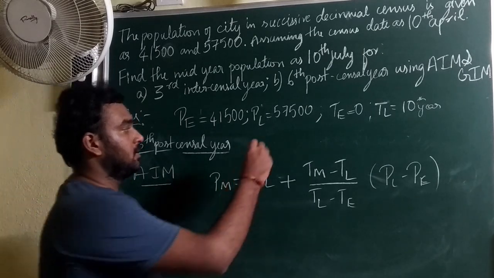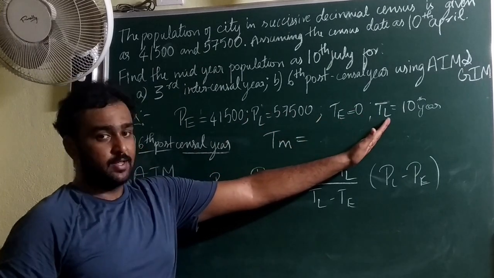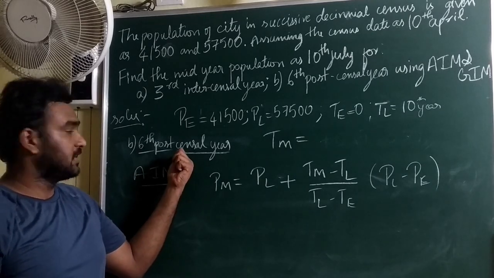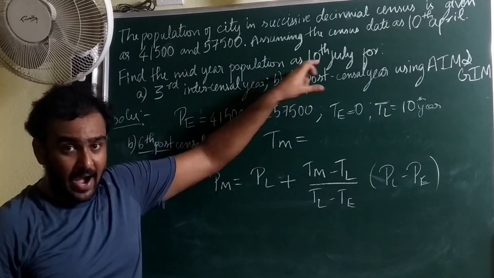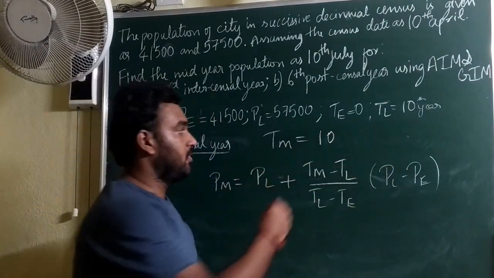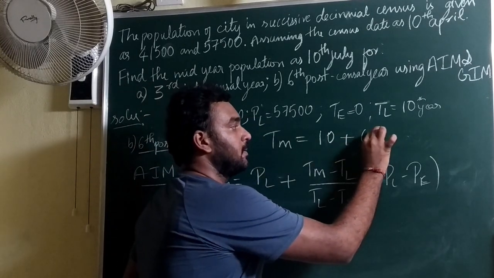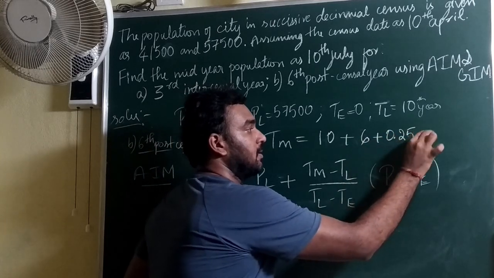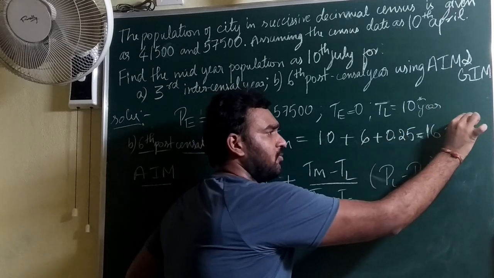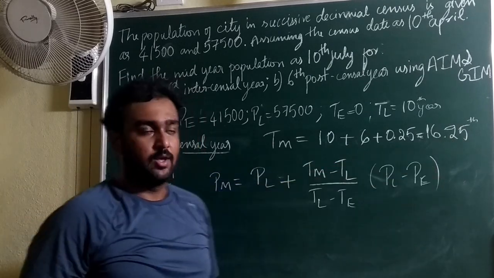Let us now estimate the population at the 6th post-censal year using the arithmetical increase method. In that, first we need to calculate what TM is. TM here is the years beyond the last known census. In such cases, 6 years has to be taken into account. Along with that, 10 years is already there, so additional 6 years to be taken, plus 0.25. So 16.25, you can take it as the 16.25th year or 16.25 years. So this is the TM.